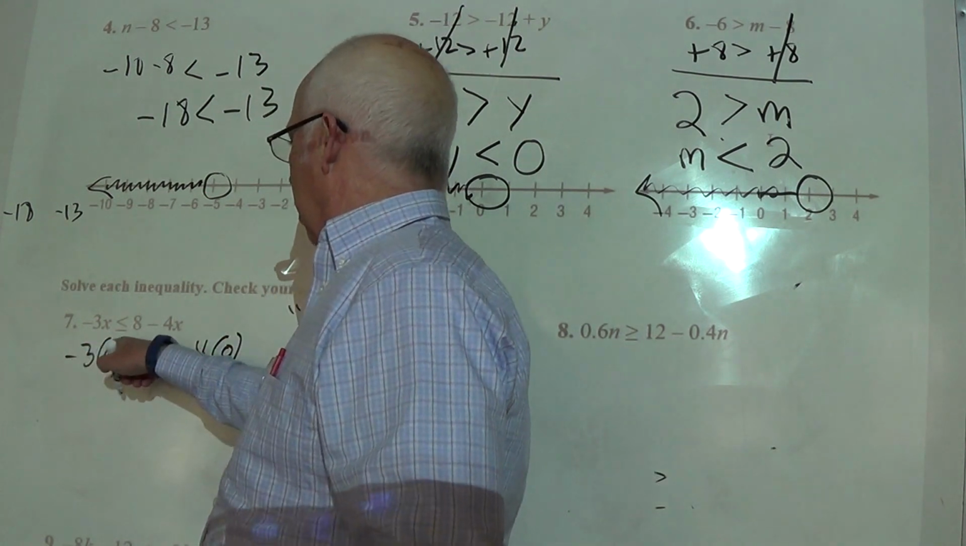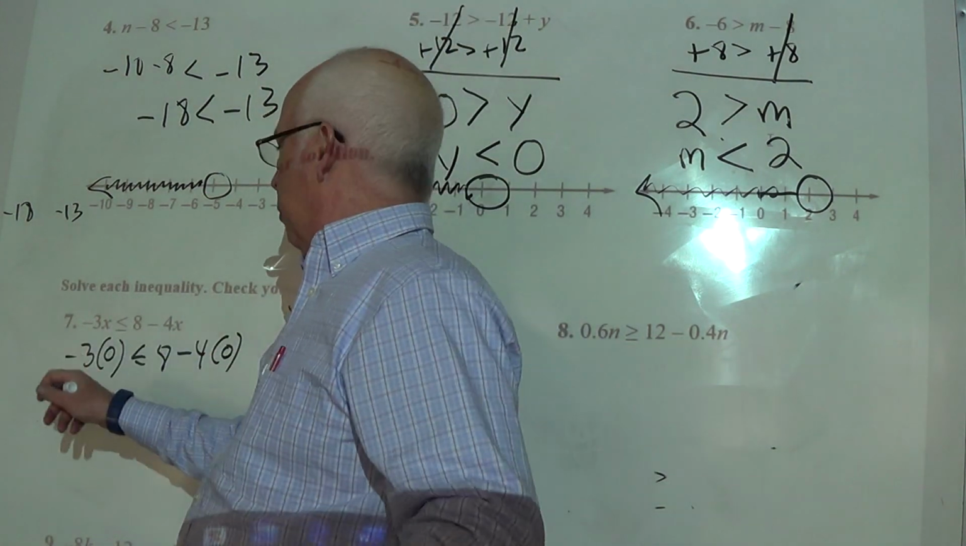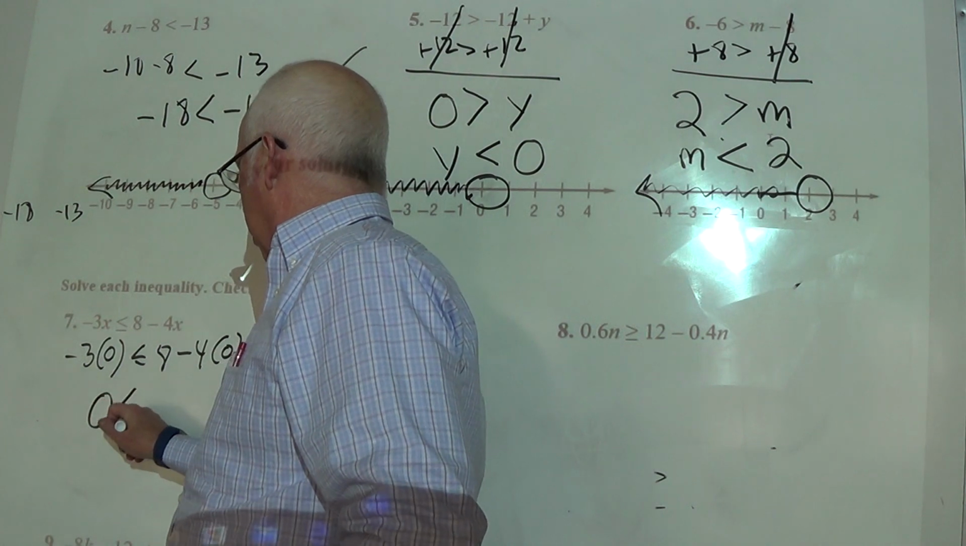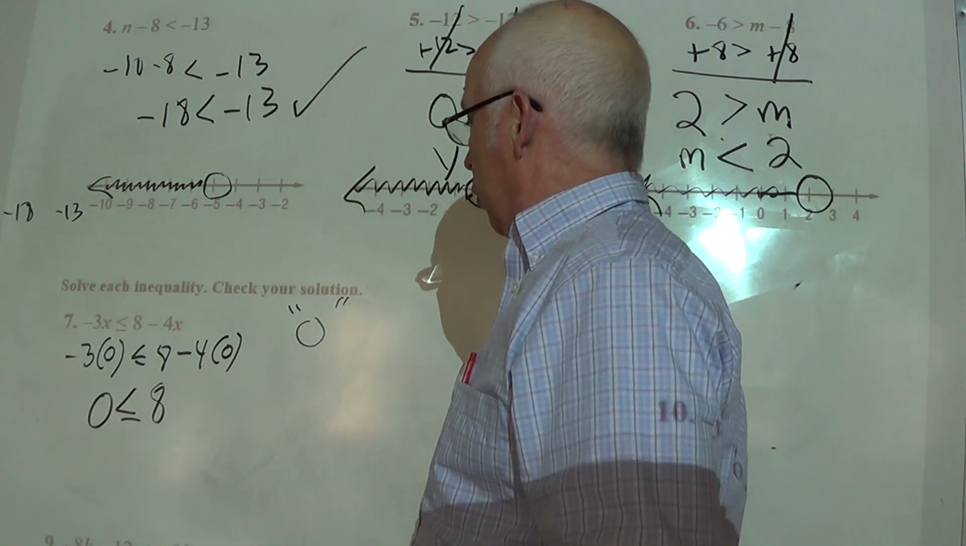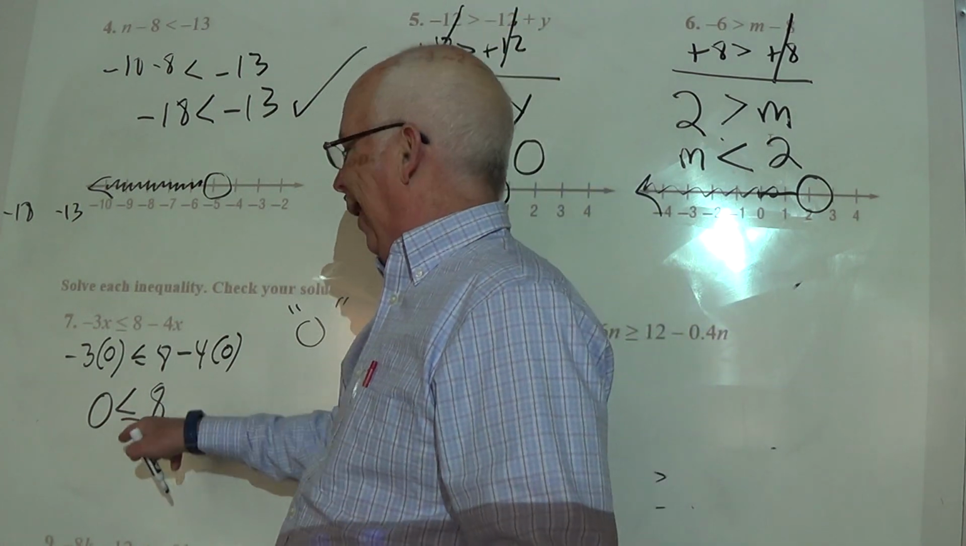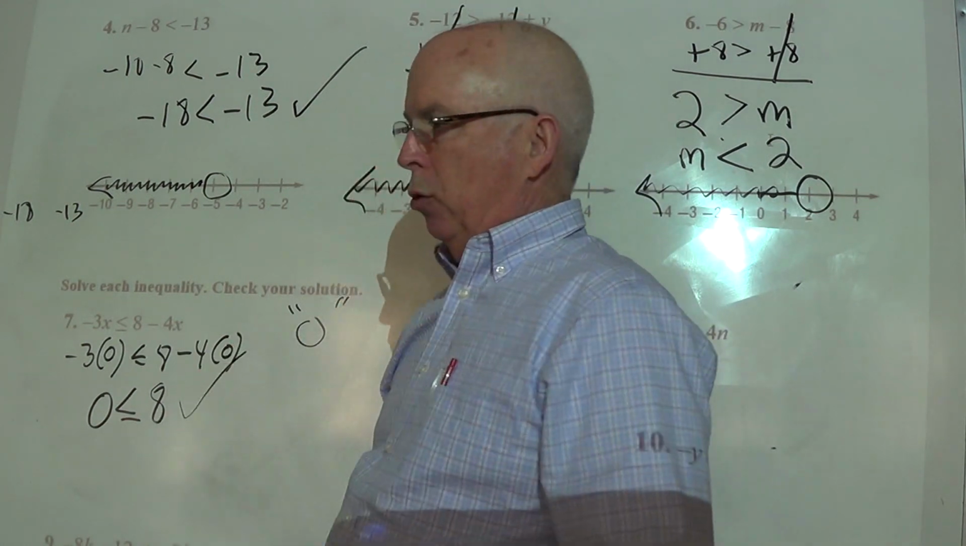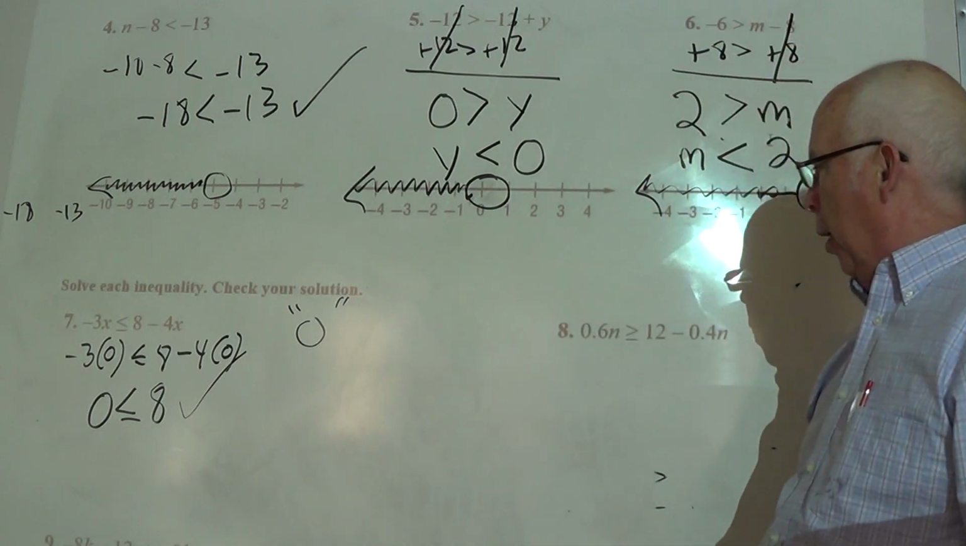Let's do the math. I like multiplying by 0 because 0 times anything is always 0. All right, we got 8. You can't do anything with that. Minus 4 times 0, which is 0. And we end up with 0 is less than 8. Check. That's a true statement. All right, so we're doing well.